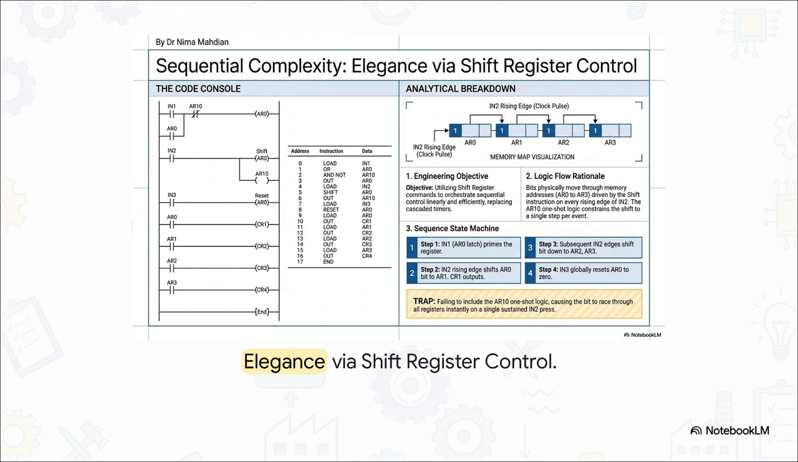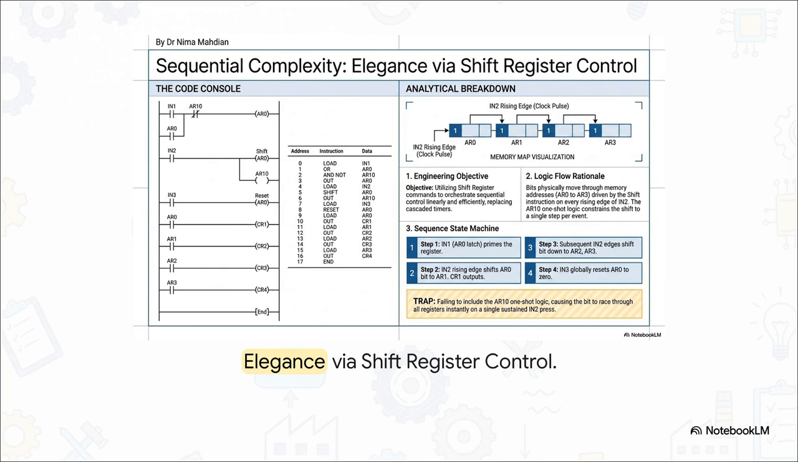Check out the sequence state machine. Just look at the memory map visualization. A shift register allows a single binary bit, just a 1, to physically move through memory addresses. It goes from AR0 to AR1 to AR2 to AR3. And it's driven by a clock pulse, which in this specific case is the rising edge of sensor IN2.